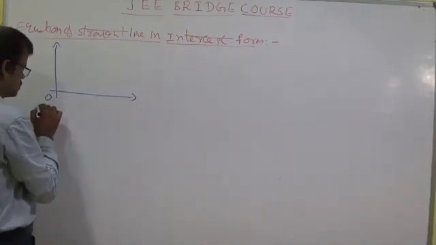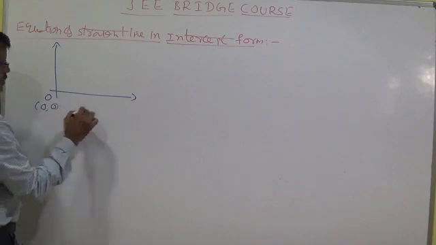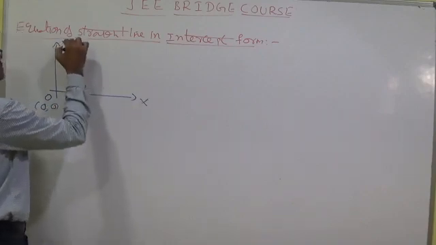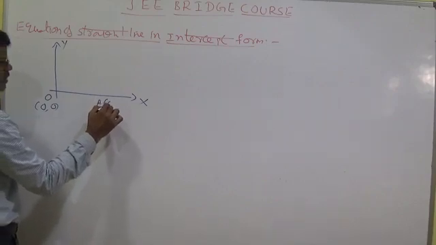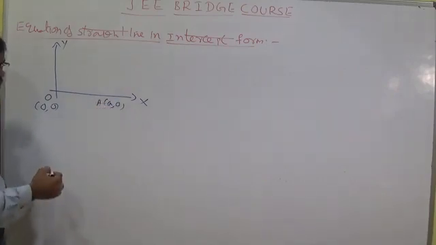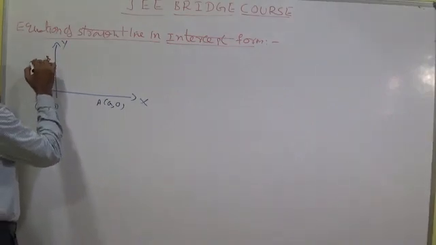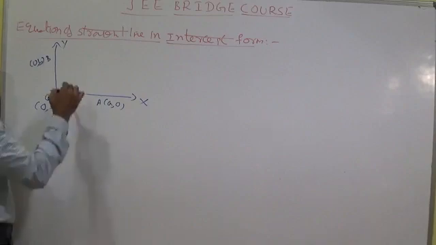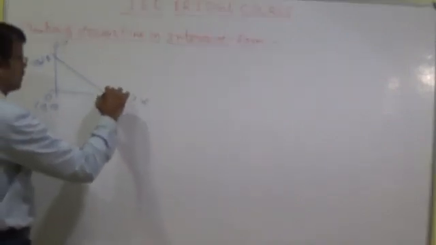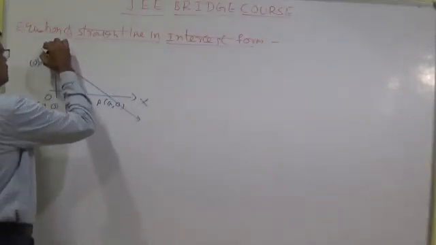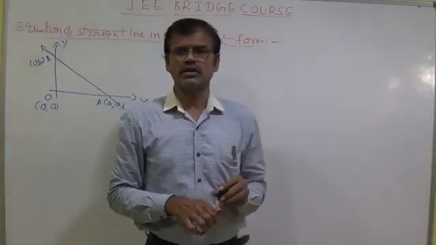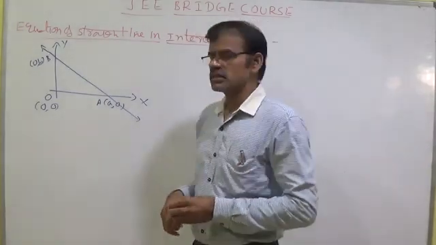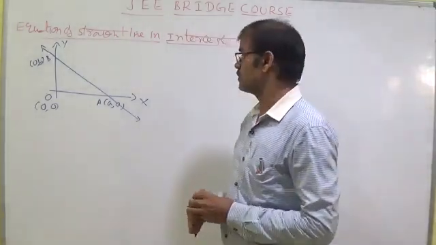Put O (0, 0) as the origin, this is the x-axis, this is the y-axis. Let capital A, (a, 0), be a point on the x-axis, and capital B, (0, b), be a point on the y-axis. Draw a line joining A and B. Now we should calculate the equation of line AB. That is nothing but the equation of a line in intercept form.